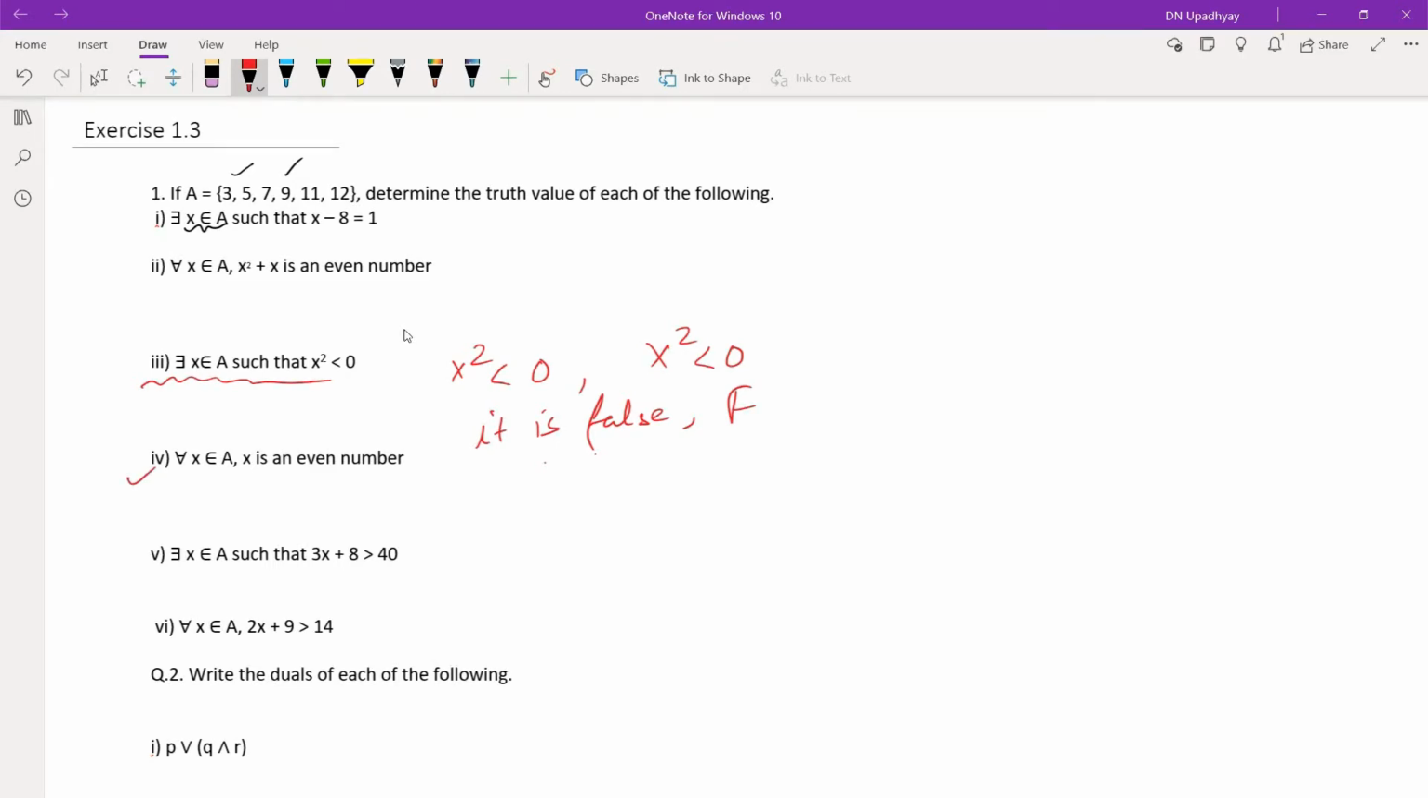Now for question number 4: for all x belong to A, x is an even number. For all x belong to A, if you see 3, 5, 9, 11, they all belong to A, but they are not even numbers, they are odd numbers. So it is false. Yes, it is also false. Truth value is F. It is a false statement and truth value is F, because all are not even numbers and they are asking for all. So that's why it is false.